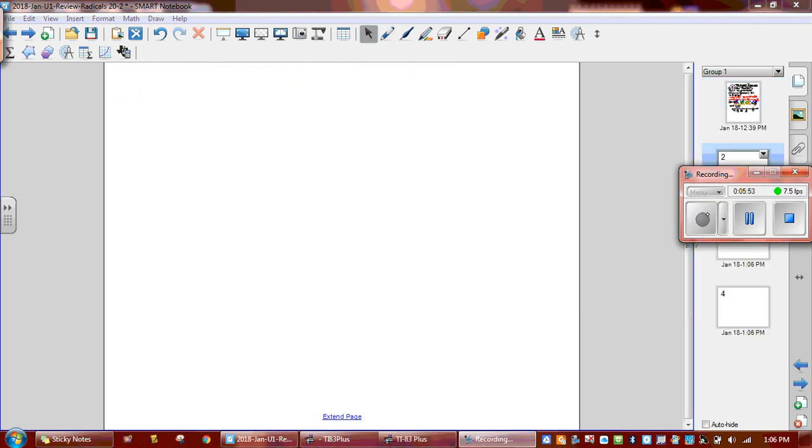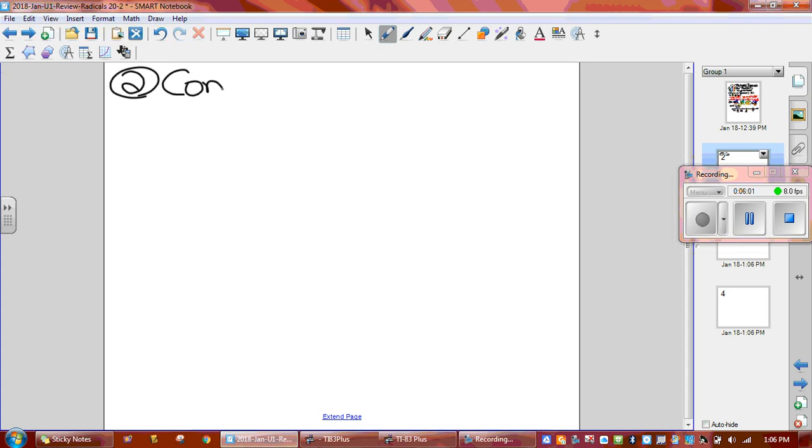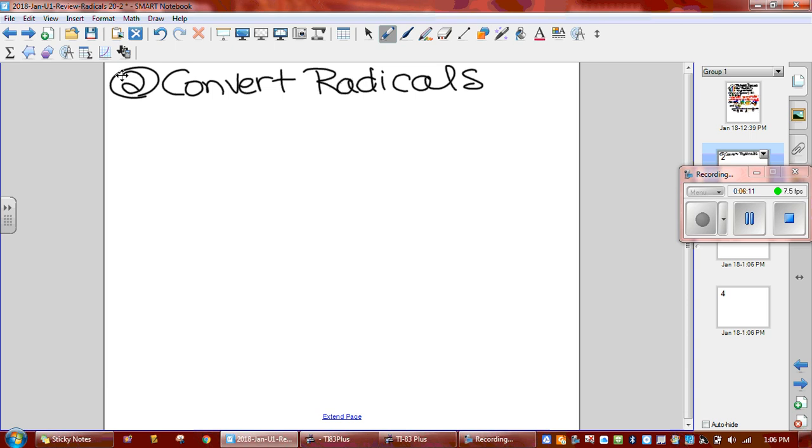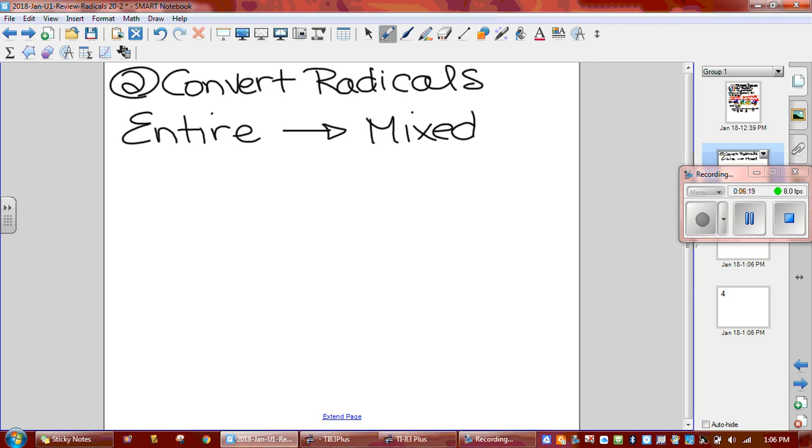Okay, the next outcome we need to take a look at is converting radicals. So number 2 is going to be to convert radicals. So we need to be able to go from mixed to entire and entire to mixed. We need to remember what they are. So we're going to go entire to mixed first. Okay, that'll be A. Entire to mixed. So we're going to take a couple entire examples and we're going to mix. So I'm going to take example 1.